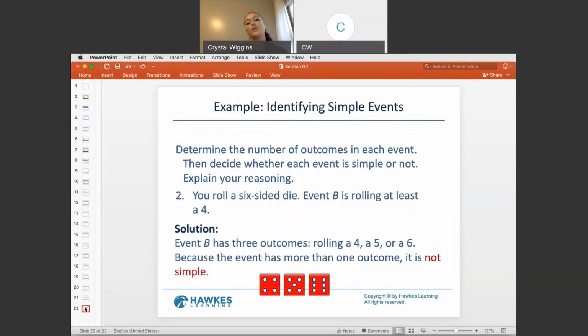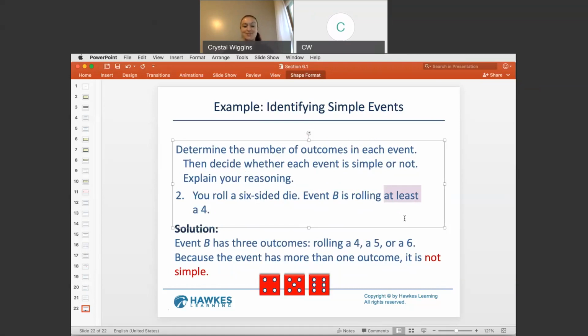In this example, you roll a six-sided die and you have defined the result, what you're looking for in your probability experiment, as being rolling at least a 4. Now, translating this type of terminology, at least, can be tricky. I find that what helps is if I think about money. If I tell myself I have at least $4 in my pocket, well, I know that means I have $4, but I might get lucky and find more.